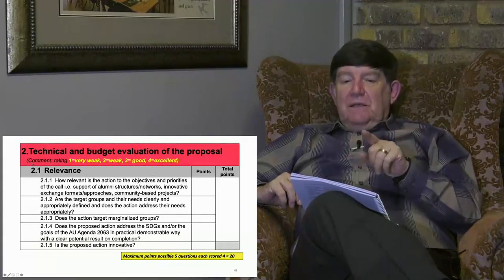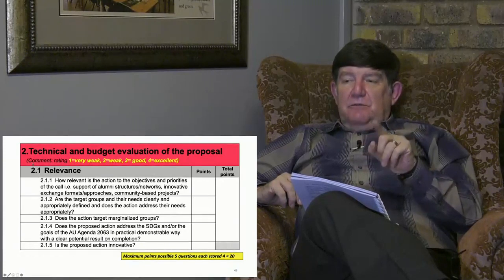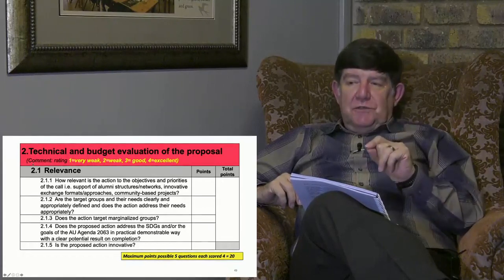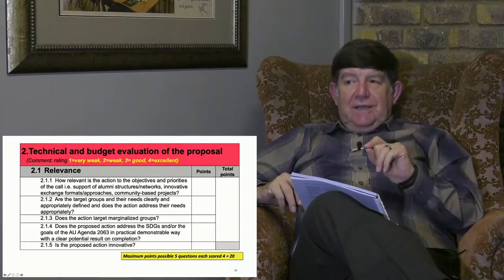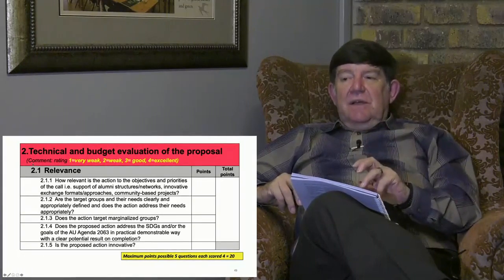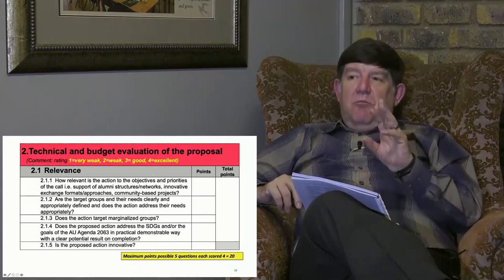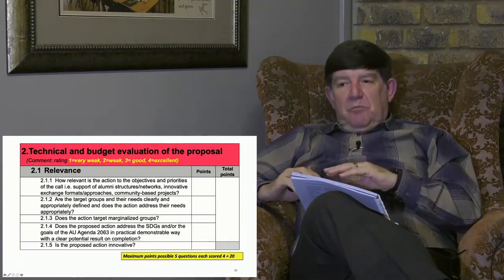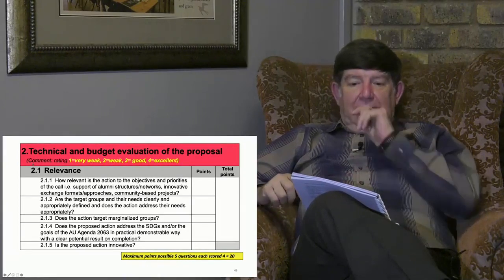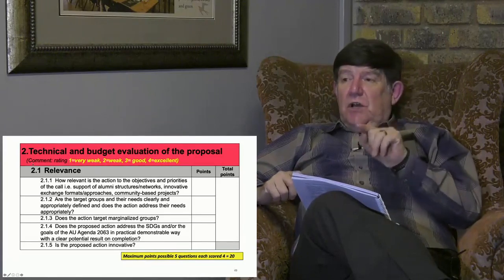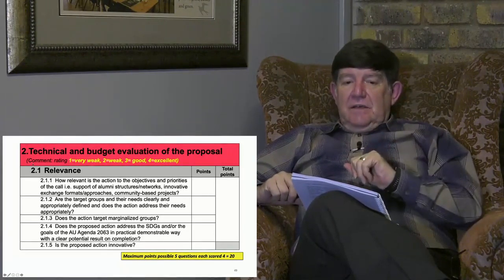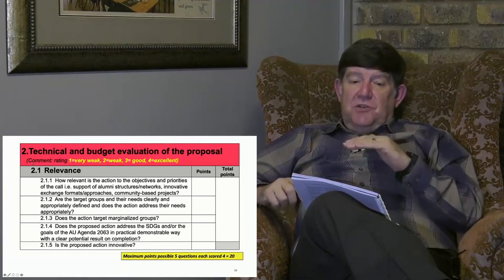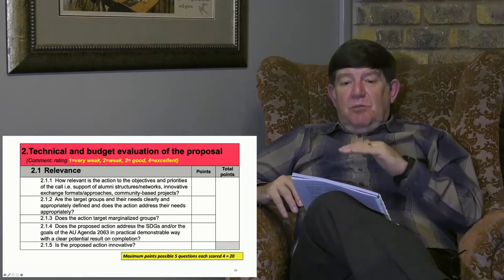2.1.3. Here is a risk for your application. Does the action target marginalized groups? So you must ensure that it's clear from your application that your target group includes marginalized stakeholder groups, sections of the community, part of society, because here is where you can lose a lot of points. If you get a very weak here, you lose 3 points. This makes a difference in the total that you can achieve. So please ensure that your target group includes marginalized elements.